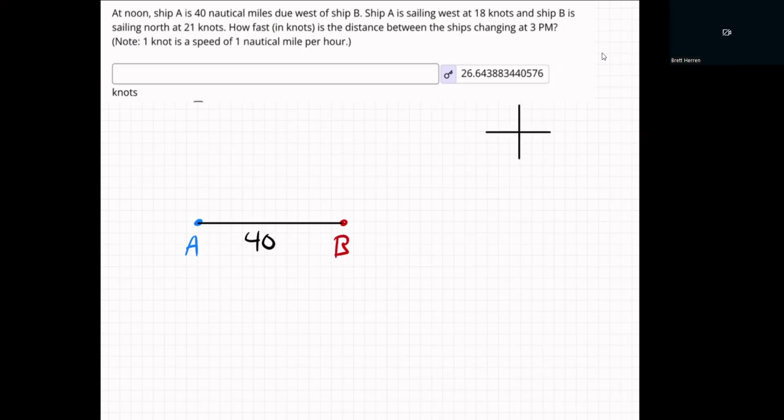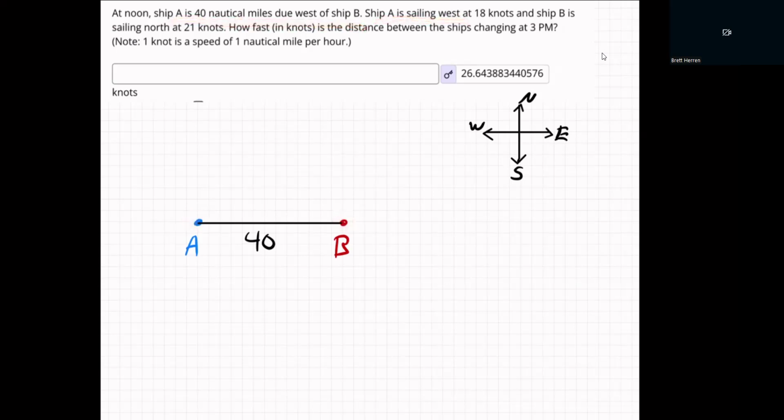Be better. There we go. Okay, so this is north, south, east, and west. Okay. So A is west of B. A is 40 miles west of B. Ship A is sailing west.